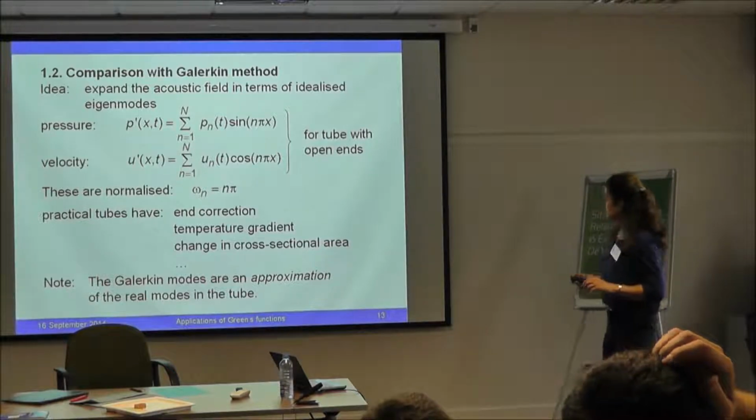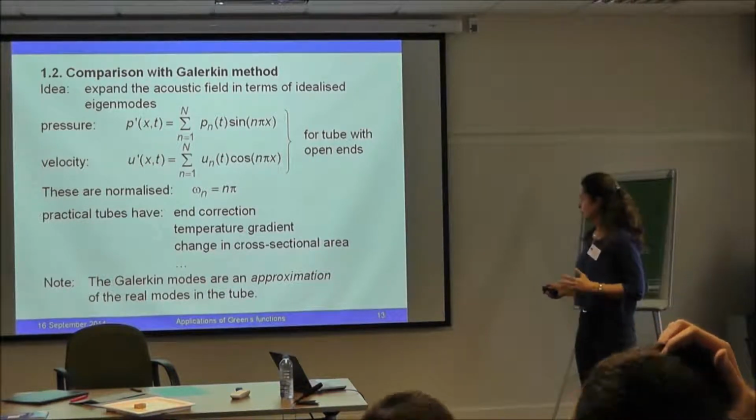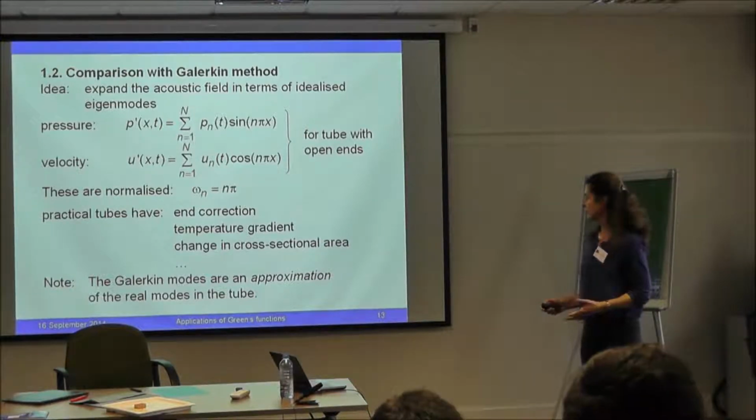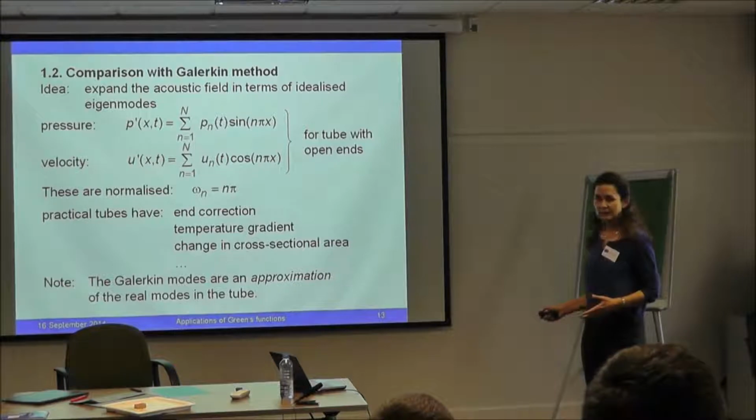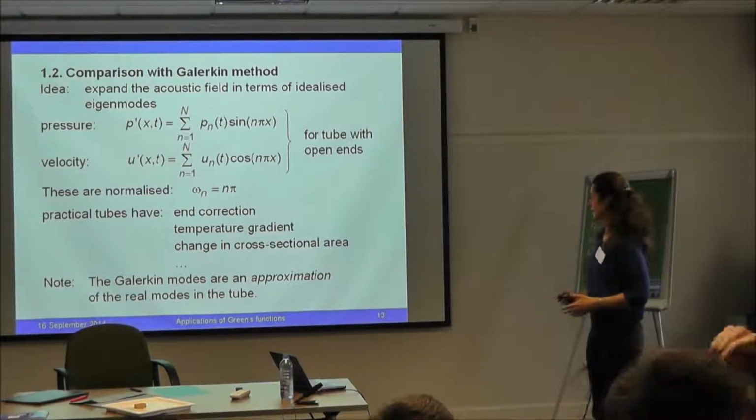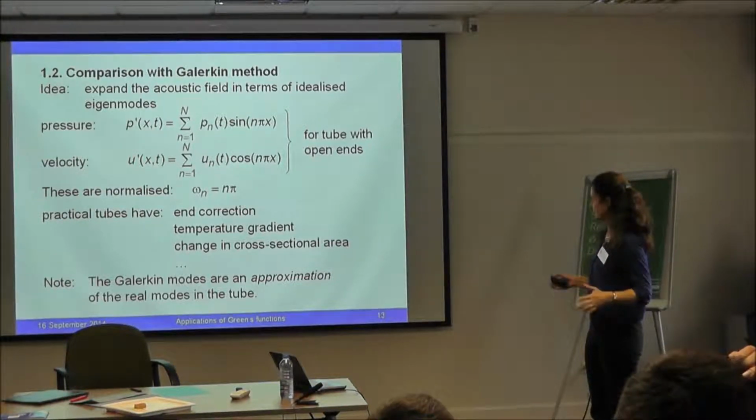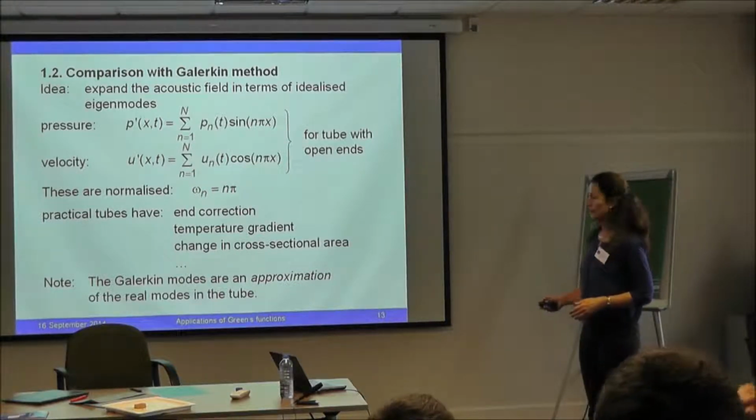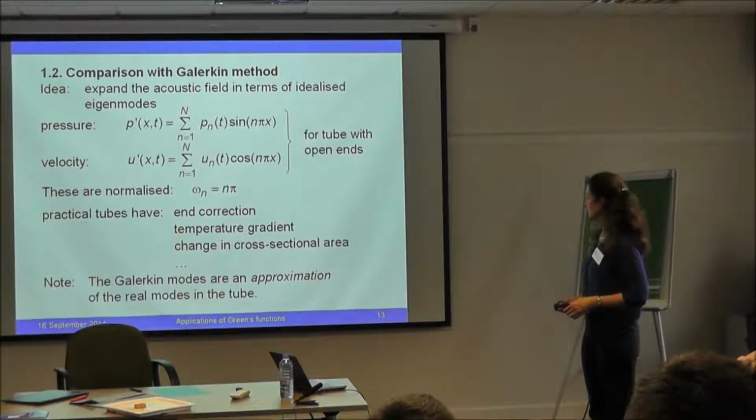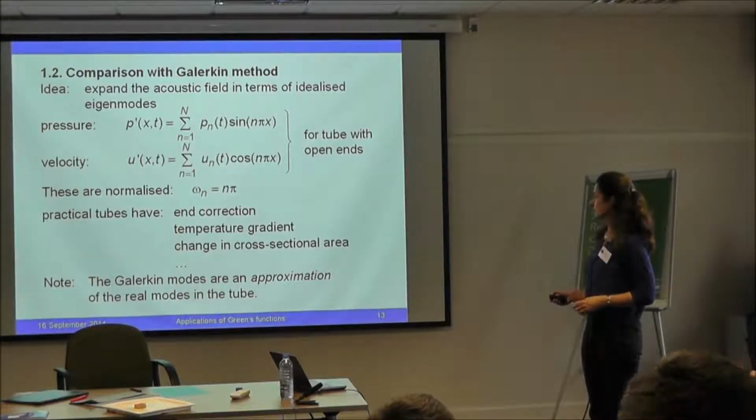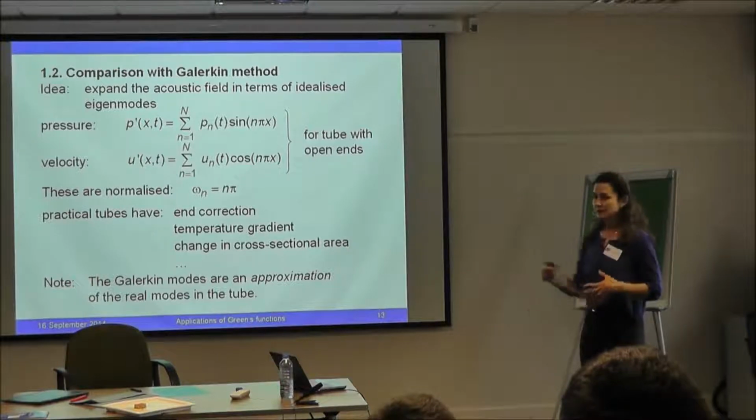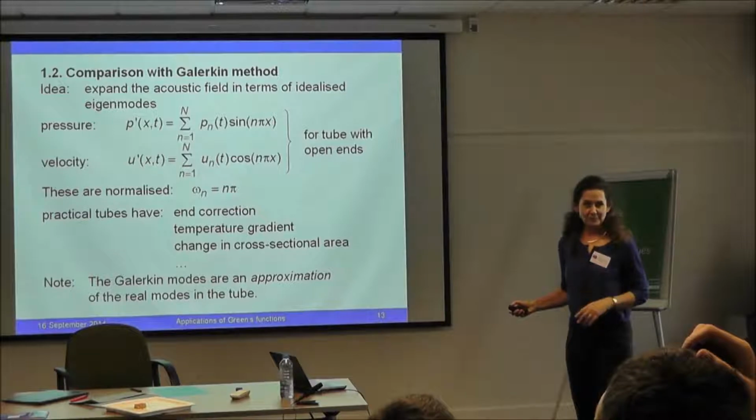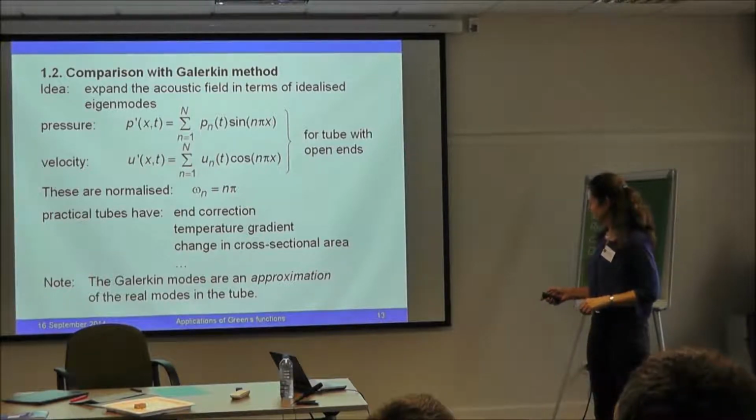As I've said, this is for the ideal tube with ideal open ends, but in practice this is a very rare scenario. In practice, tubes have an end correction. They're effectively a bit longer than they are physically. You often get a temperature gradient that will change your resonance frequencies. You may have a change in cross-sectional area that will change your resonance frequencies. So in practice, this is dodgy. But let's go ahead with it regardless.